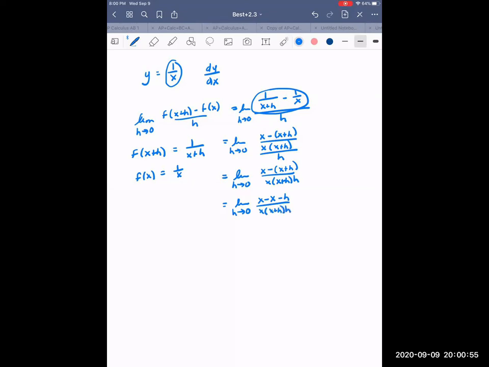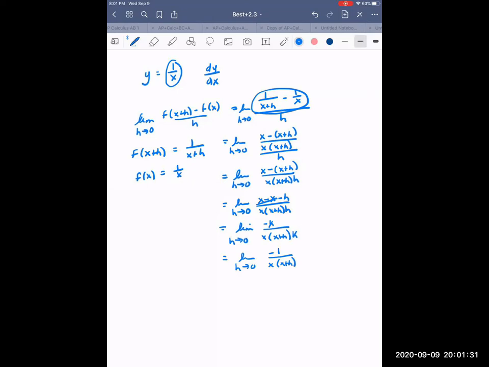When you're dealing with the limit definition, don't ever start distributing and combining stuff in a denominator, okay? Because you're going to make a lot more work for yourself and you're probably going to make some errors. So just leave it alone because things are going to cancel. These two cancel, and so we have the limit as h approaches 0 of negative h over x times x plus h times h, and those h's are going to cancel. So we're finally left with the limit of negative 1 over x times x plus h.